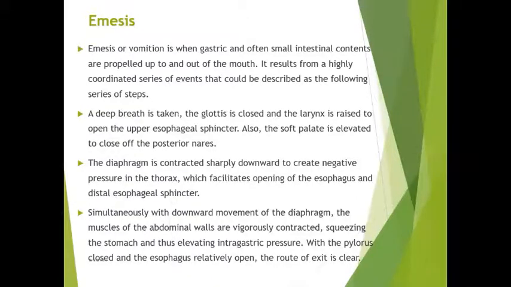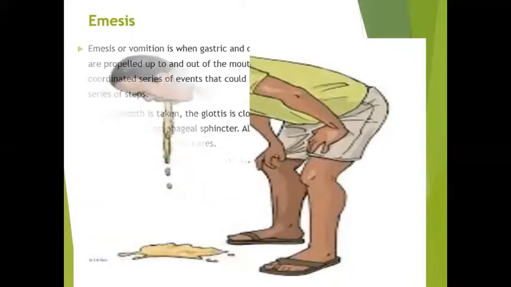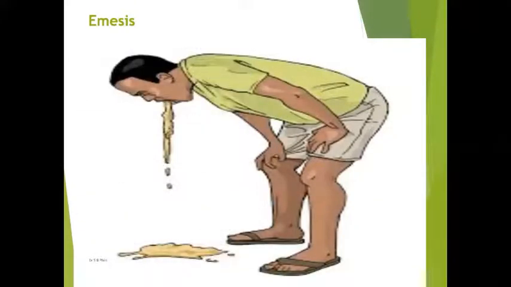So the intragastric pressure is going to increase. This is the pressure in the stomach. With the pylorus closed and the esophagus relatively open, the route of exit is clear. So now the content will move via the esophagus into the pharynx, from the pharynx into the oral cavity, then you vomit it. But if the volume is so much, sometimes the vomitus can actually find its way into the nares, the posterior nares, then into the nostrils.